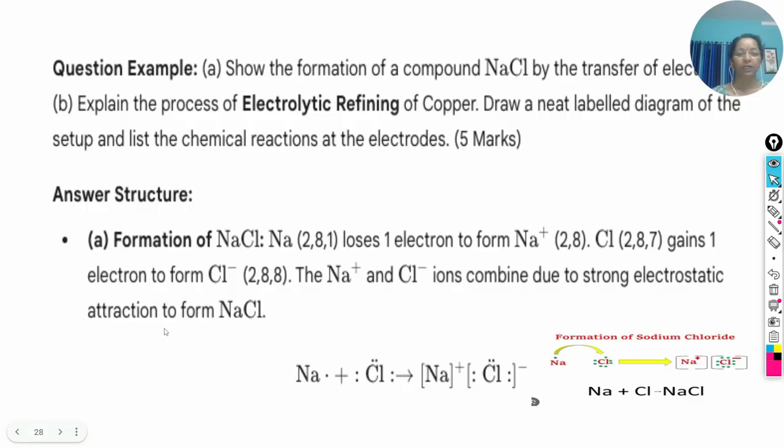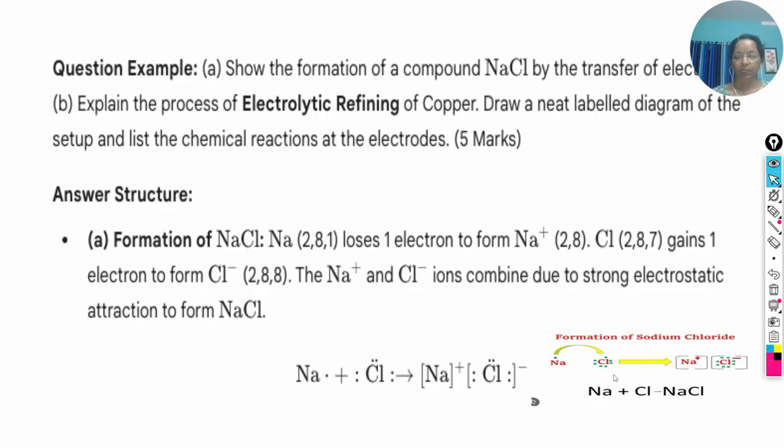Then the next question. Show the formation of a compound NaCl by the transfer of electrons. Explain the process of electrolytic refining of copper. Draw a neat labelled diagram of the setup and list the chemical reactions at the electrodes. The answer for the first question, formation of NaCl, is given. We write the electronic configuration, then draw the picture like this, and show the electron transfer.